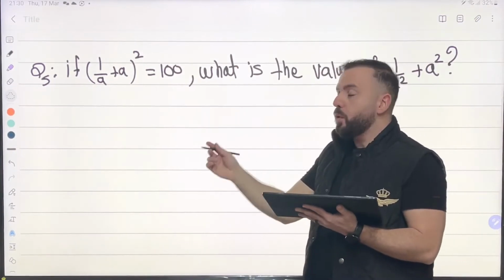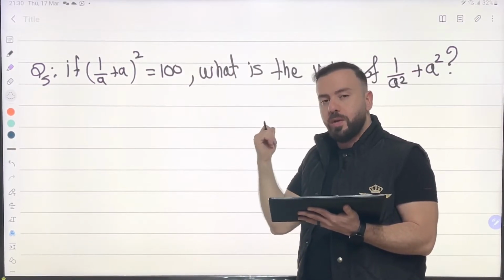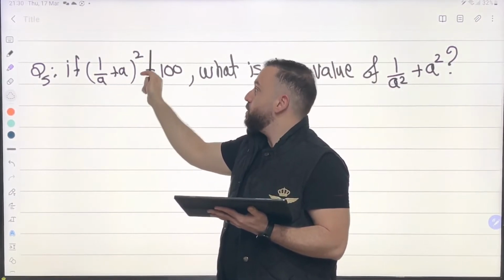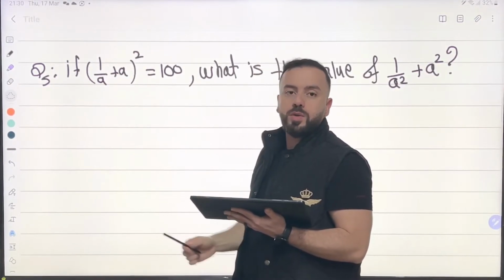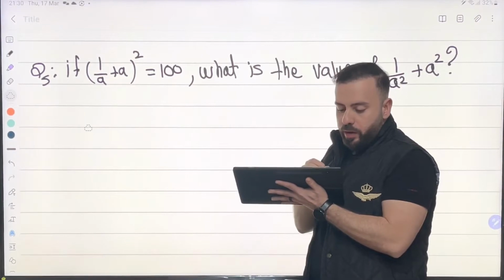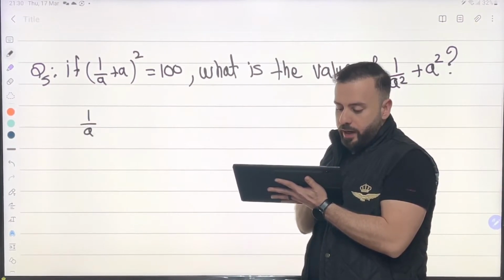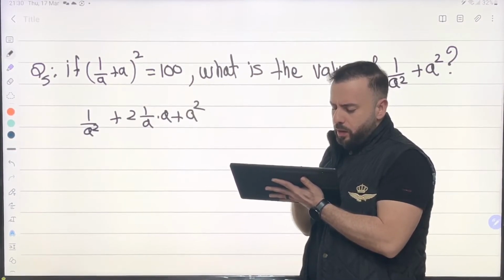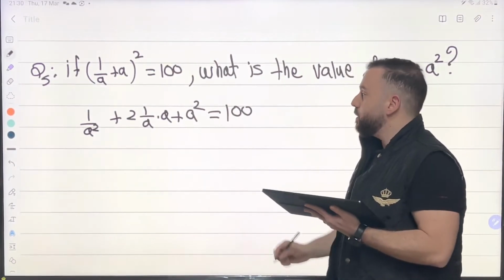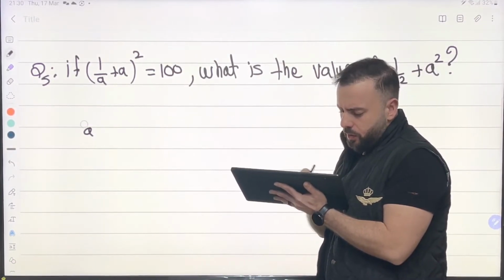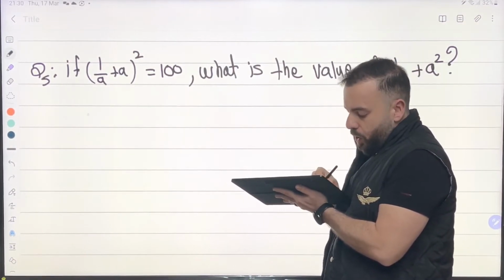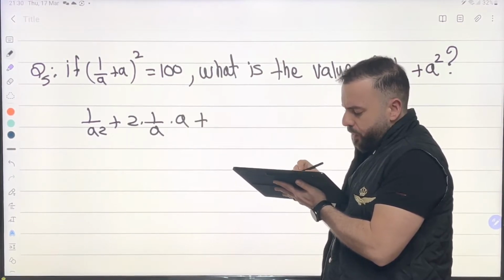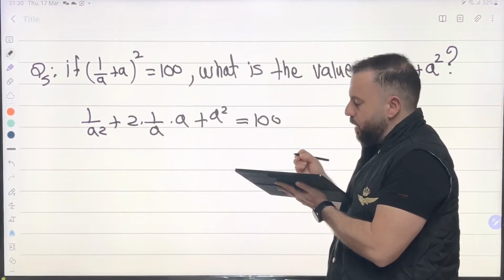Check this. Of course, you remember the rule I gave in question 4 or question 3, which is how to expand. So the first one squared, plus 2 times the first times the second, plus the second one squared. So the first one squared is going to be 1 over a squared, plus 2 times 1 over a times a, plus a squared. That's equal to 100. Right? So after expanding, let me organize the writing: 1 over a squared plus 2 times 1 over a times a plus a squared is equal to 100.